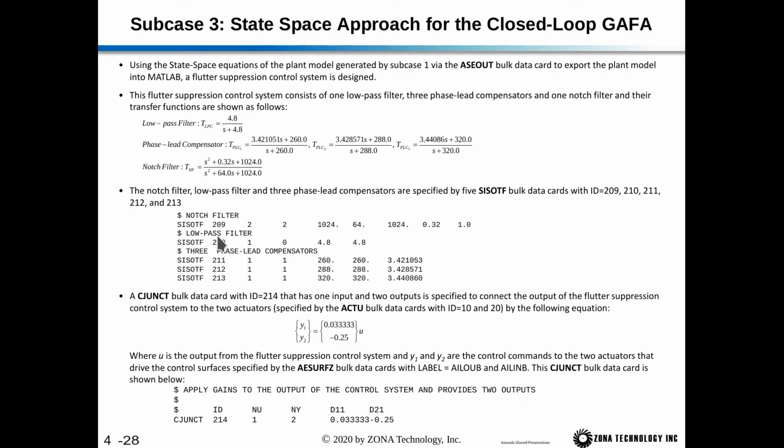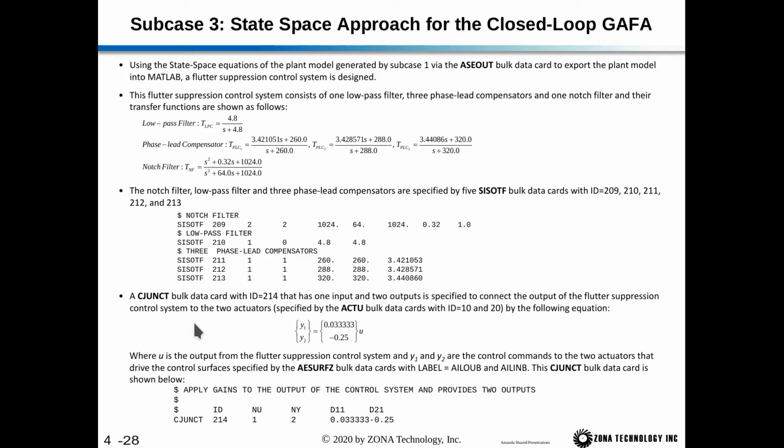Let's do one more example, the low-pass filter. So the denominator is order 1, the numerator is order 0. The denominator, our coefficient is 4.8, and then for the numerator, the coefficient is 4.8. And we have a similar thing here for the 3 phase lead compensators.